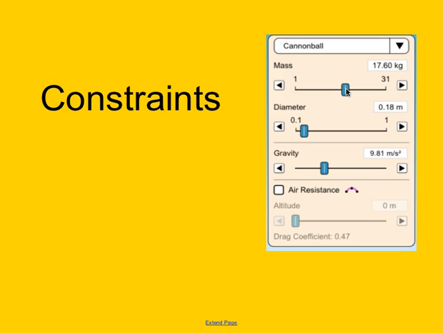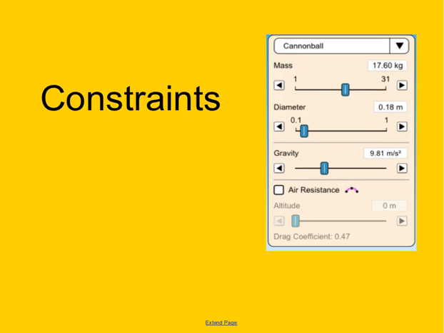So these are all constraints. You can list that you have to have a cannonball, that you have to have a mass of 17.6 kilograms. You have to have a diameter of 0.18 meters. You have to have gravity sit at 9.81 meters per second squared. So make sure you keep all this the same.